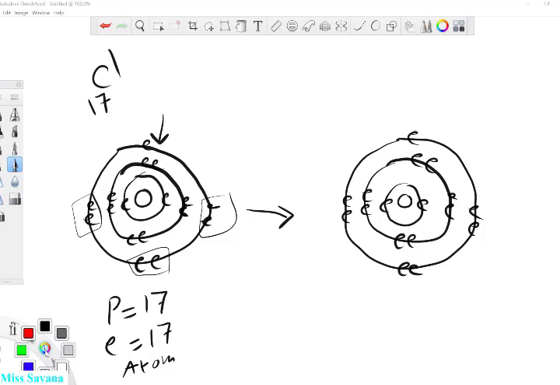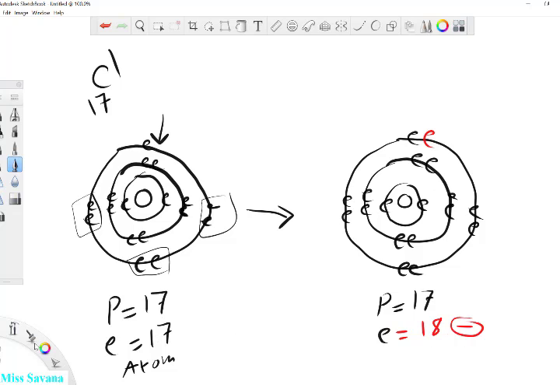Actually, let me draw it in a different color. So this is the one electron that I gained. So my protons are the same, it's actually 17, but my electrons are different because I gained one, so it's actually 18. And you're going to have the negative charge here, while in here it's the positive charge.